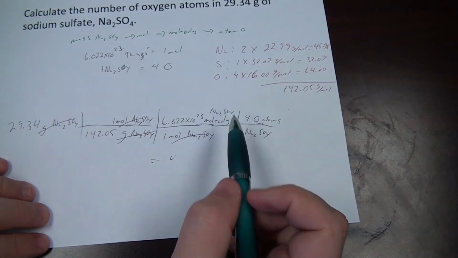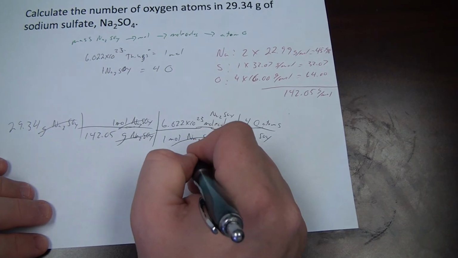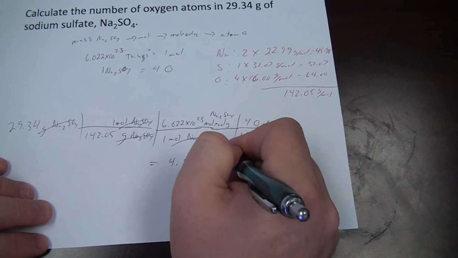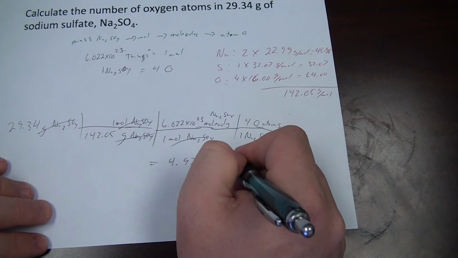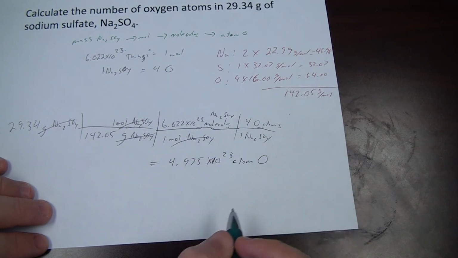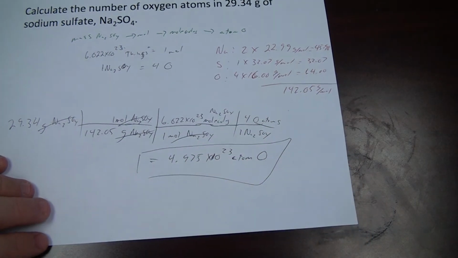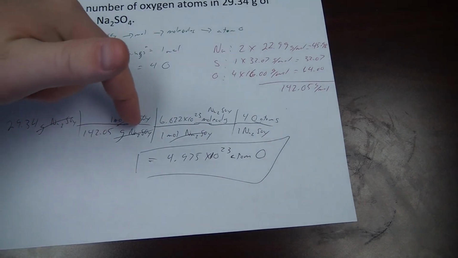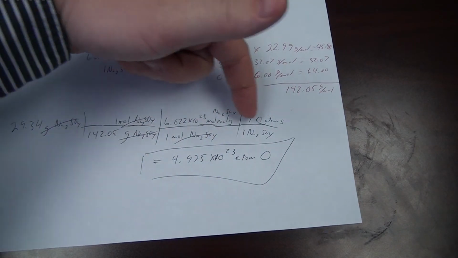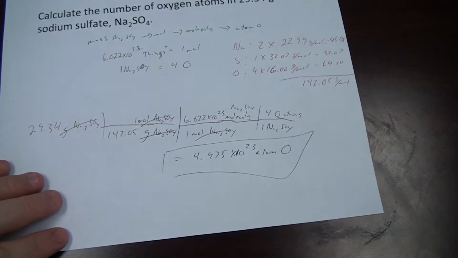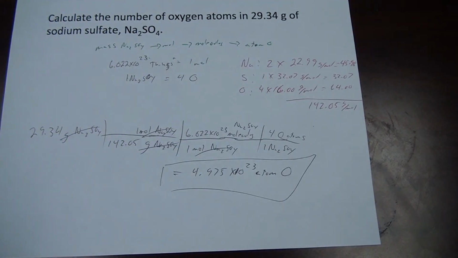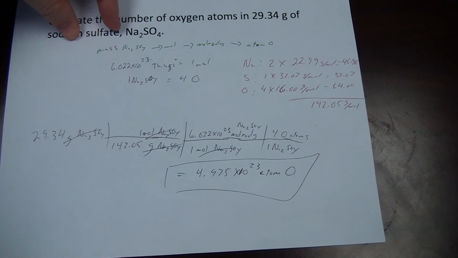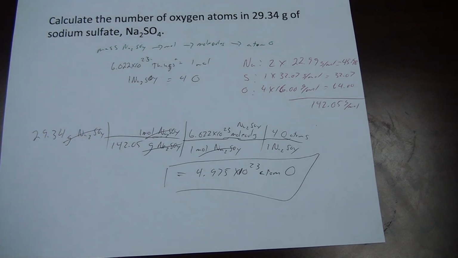We should have 4 significant digits at the end, 4.975 times 10 to the 23rd atoms of oxygen. Okay. So we've just now taken the molar mass plus the definition of a mole to carry this one step further. So we're not only talking about the whole molecule, we're talking about the mass. Let's do one more.